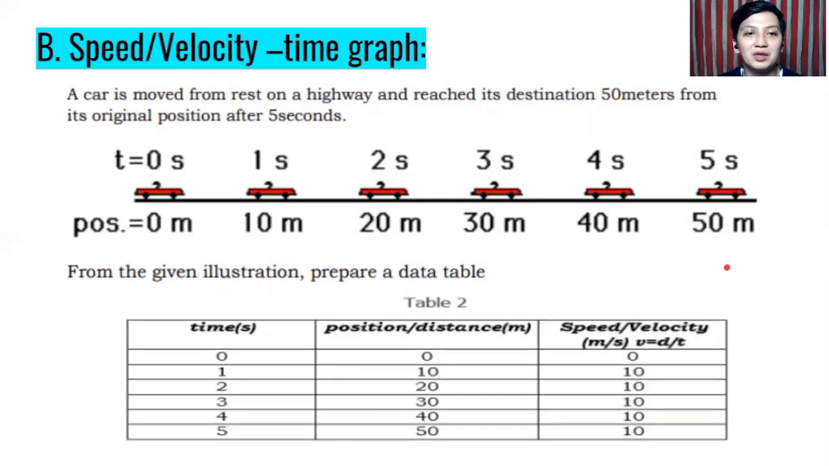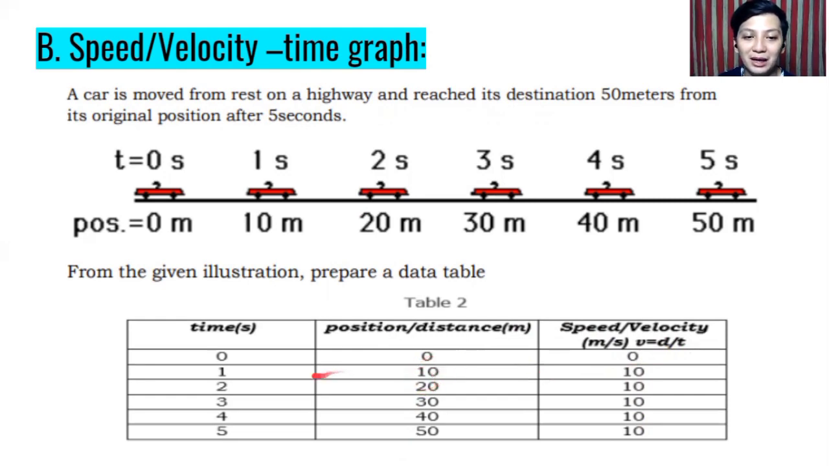Letter B. So, speed, velocity, time graph. So, in this time, we are going to look at the speed, velocity, time graph. A car is moved from rest on a highway and reach its destination 50 meters from its original position after 5 seconds. Time, itong nasa taas, to 5 seconds position up to 50 meters. So from the given illustration, prepare the data table. So we have time in seconds, position in distance, and then speed and velocity. Meters divided by seconds. Velocity is equal to distance divided by time.